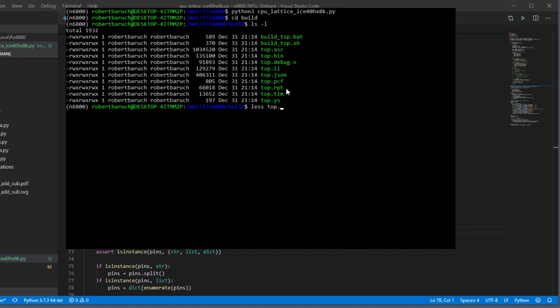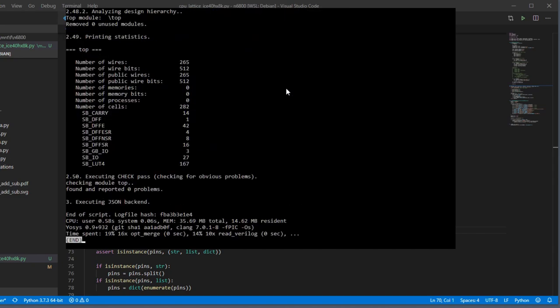If we look at top.rpt and go all the way down to the bottom, we can see that our current CPU, as it is now, is using 167 LUTs, 282 total cells, 14 of which are carry units. That's interesting, because of all my belly aching about having PC equals PC plus one all over the place, it doesn't look like it actually used a whole lot of addition units. I don't really know what's going on there, but okay.